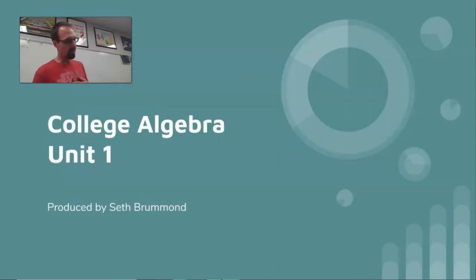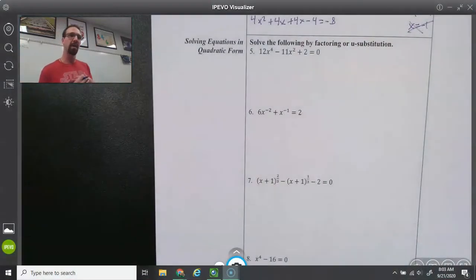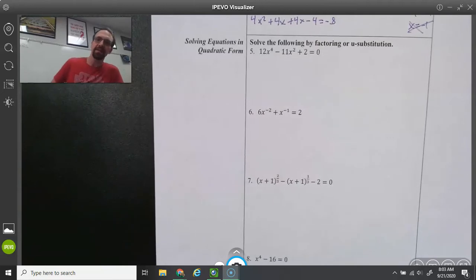Now we're getting to solving equations that are in a quadratic form. They're not in the quadratic form, they're in a quadratic form. So one of the things that I like to do is look at things and say, okay, how can I solve this by factoring? How can I solve this by ways that I already know?